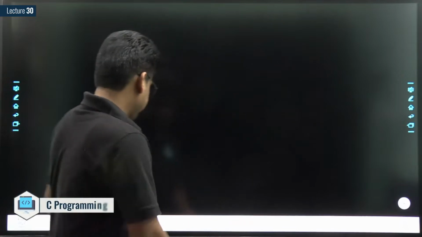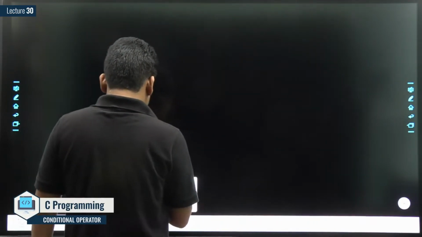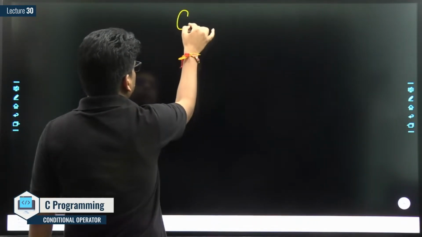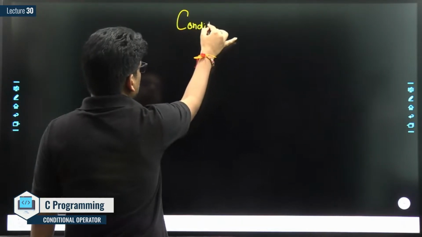In this session, I will discuss a new operator called the conditional operator.